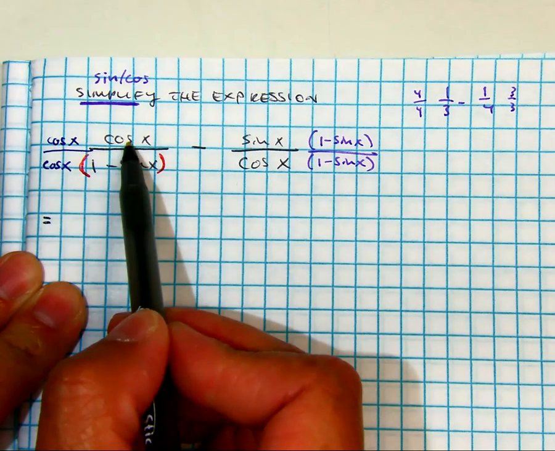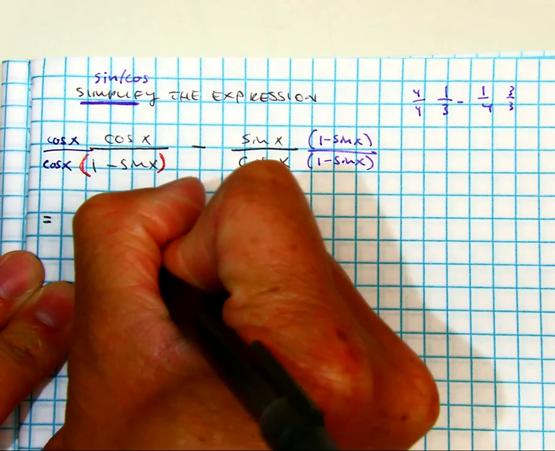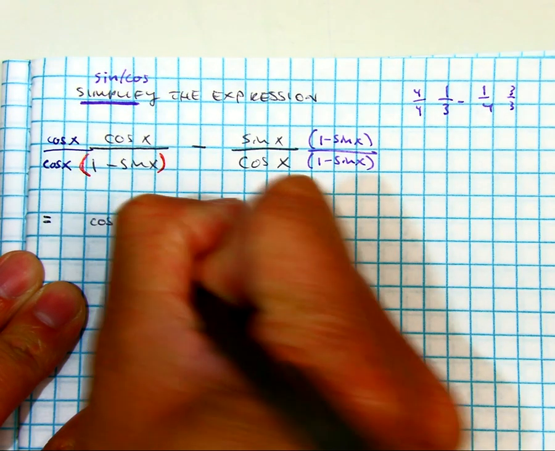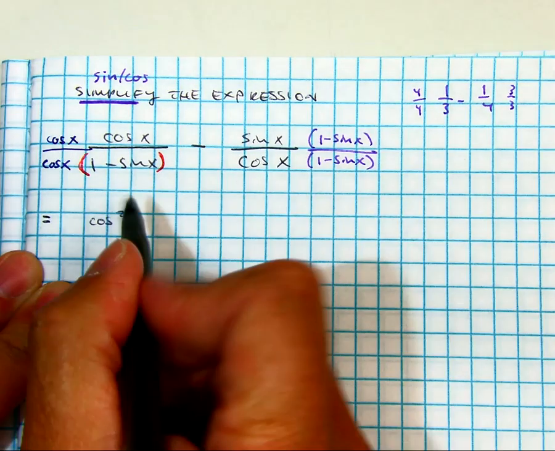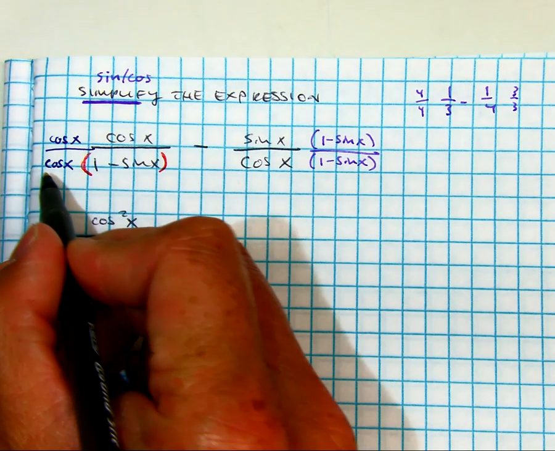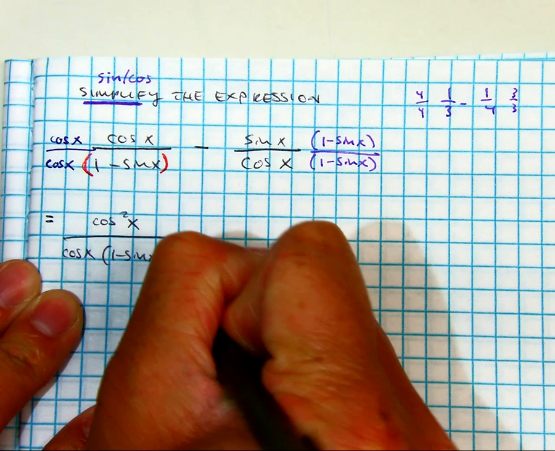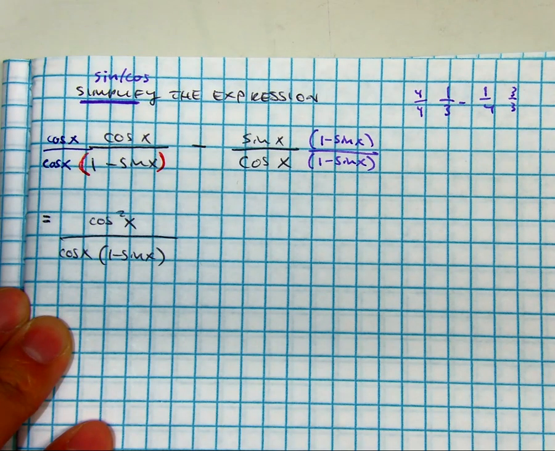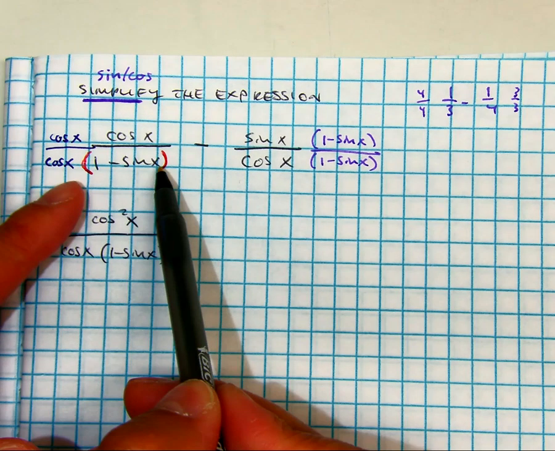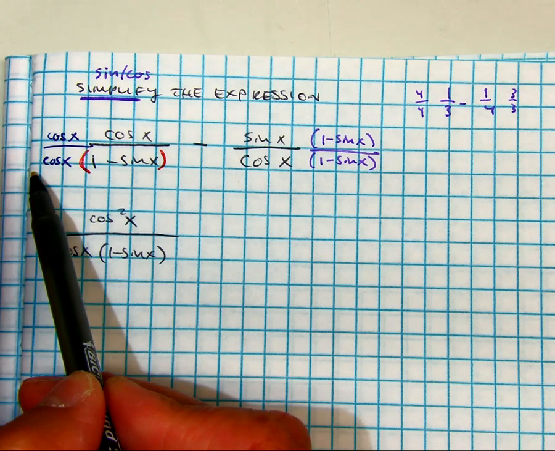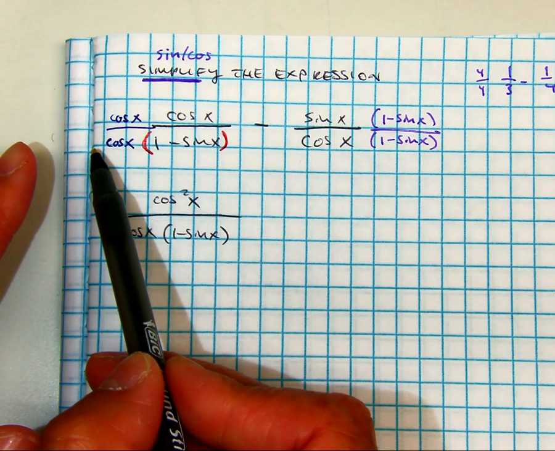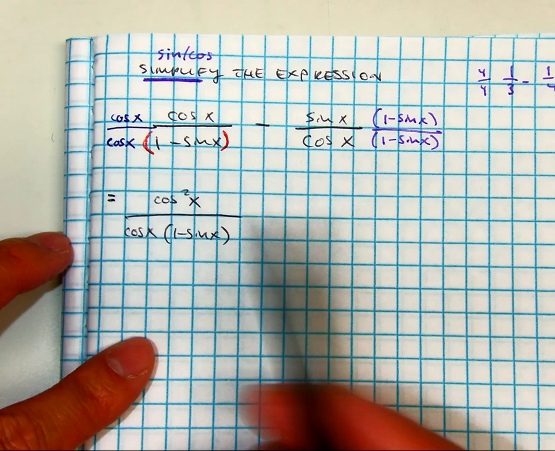Cosine times cosine is what? Cosine squared x. And then this is just cosine x times 1 minus sine x. Now, it wouldn't be wrong to put this set of parentheses first. Whatever order you pick, just be consistent.